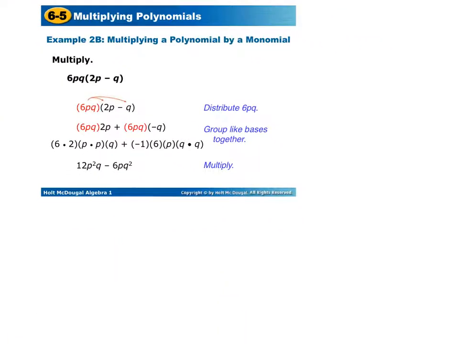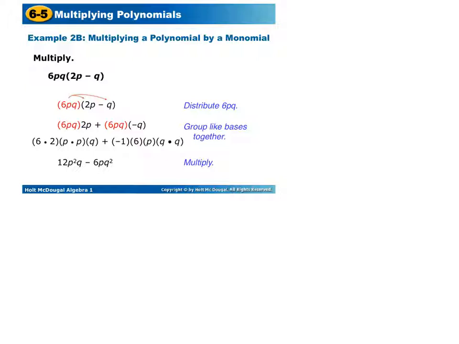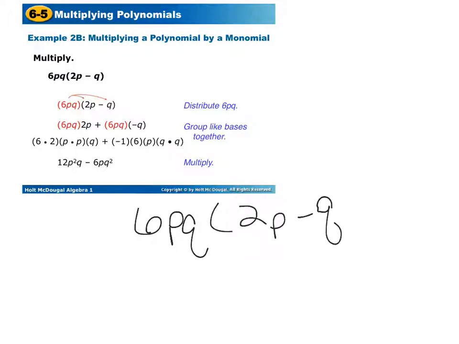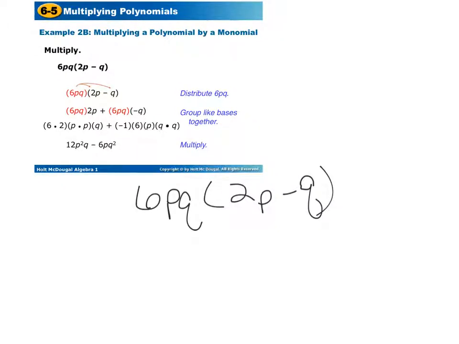Here's another example. Now, not only is it a constant outside, we actually have some variables with this 6. So here are my two, my monomial times my polynomial. I'm going to distribute the 6pq. First, it's going to go to the 2p. So just like we did before, I'm going to multiply the coefficients. And then I'm going to add the exponents on the p's, nothing to add to the q.